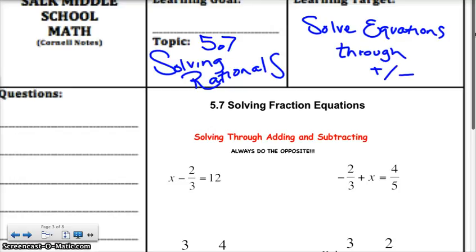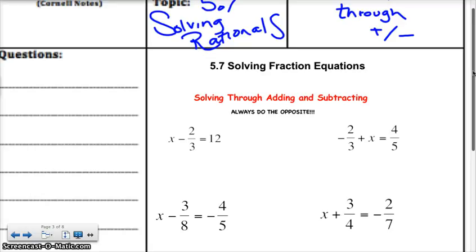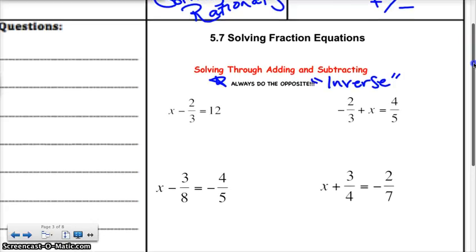So, what I'm assuming you already know is how to solve equations. You need to do the inverse. Inverse means opposite, and you need to do it to both sides. You need to maintain a balance. Okay, so we're solving through adding and subtracting. All right, tells us right here, always do the opposite. The actual technical vocab word is inverse. We always want to solve through applying inverse operations and knowing that what you do to the left side, you need to do to the right side.